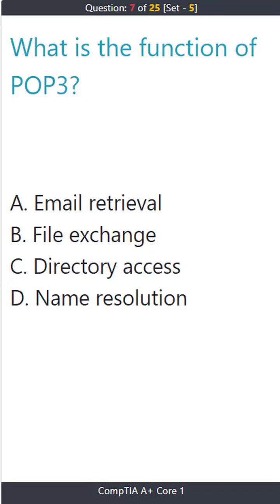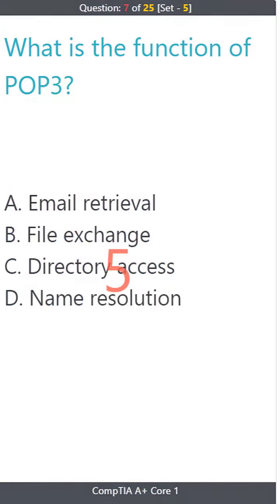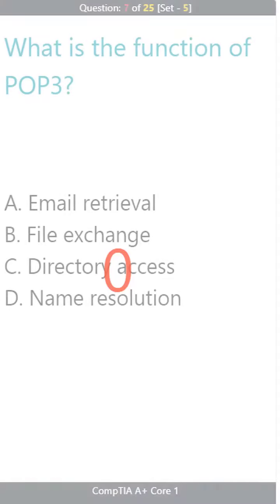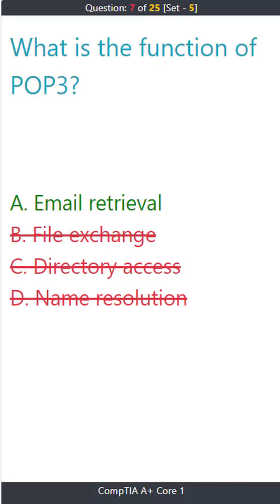Question 7. What is the function of POP3? A. Email retrieval. B. File exchange. C. Directory access. D. Name resolution. The correct answer is A. Email retrieval.